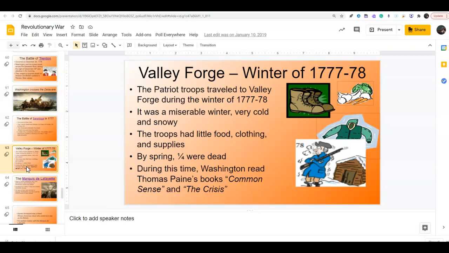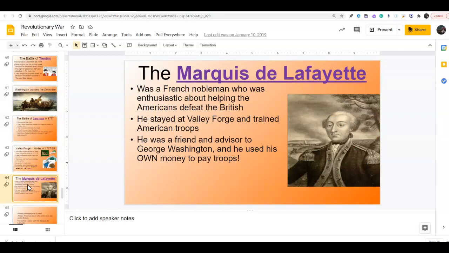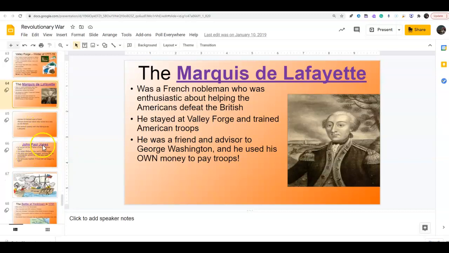One of the things they could do was read a lot of books and train. Lafayette actually trained some of our troops here. And they read books like Common Sense and The Crisis. Common Sense, again, written by Thomas Paine. The Marquis de Lafayette was a French nobleman who gave his time and even his money to the American cause. He was good friends with George Washington. He was an important part of our spy network. He used his own money to pay our troops when they wanted to desert.